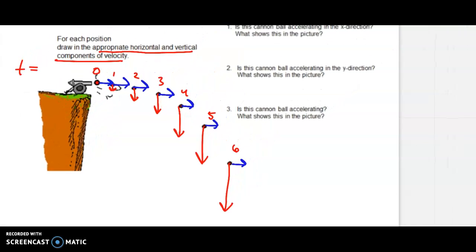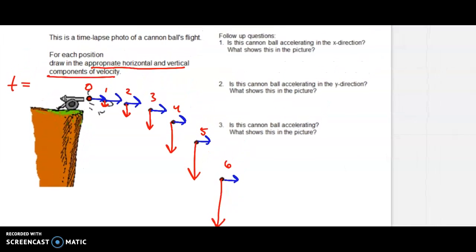So you can see in the X direction, we do not have acceleration. That's the question I ask you up here. Is this cannonball accelerating in the X direction? Well, no, it's not, because we have a constant size Vx. So all Vx's are the same size.